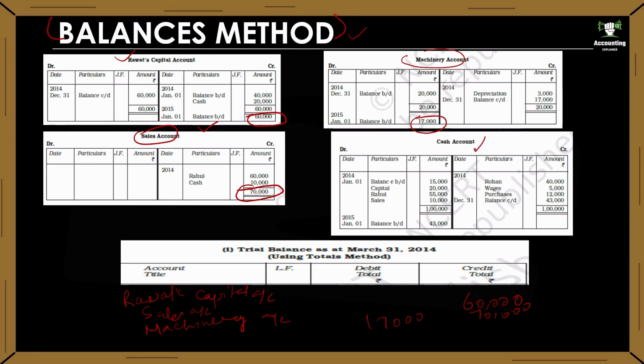Next is the cash account. We have a debit balance of 43,000. So cash account 43,000 under the debit side. This is how we are going to prepare the trial balance under the balances method, and this is the widely used method. Under all the three methods, trial balances will tally.